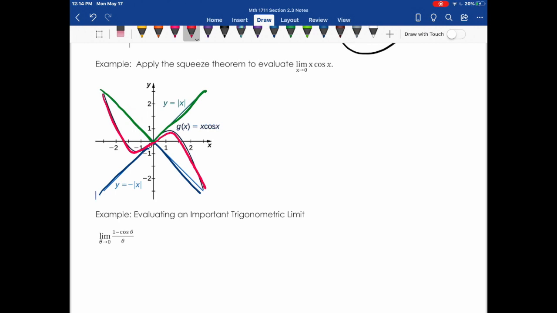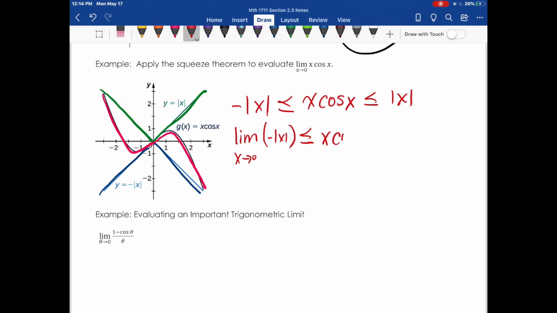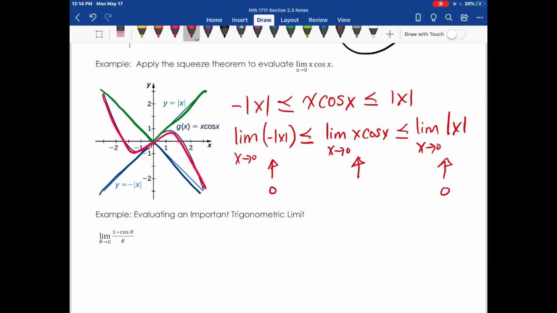So if I set up an inequality and say x cosine x is between negative absolute value of x and the absolute value of x, and then I take the limit of all three pieces, I have the limit as x approaches 0 of negative absolute value of x, then the limit of x cosine x as x approaches 0, and then the limit as x goes to 0 of absolute value of x. I know this is 0 by substitution and limit laws, and I know this is 0 by substitution and limit laws, so then I know that the limit as x approaches 0 of x cosine x has to be 0. If it's less than or equal to 0 and greater than or equal to 0, it's got to be 0.